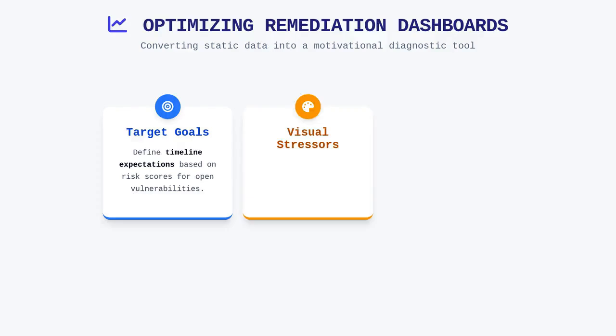When you apply visual stressors, such as conditional coloring on a dashboard, you provide immediate feedback to the engineers and owners about which items are failing to meet the required throughput.